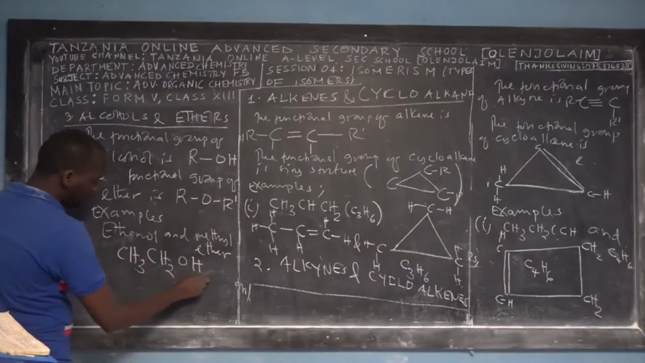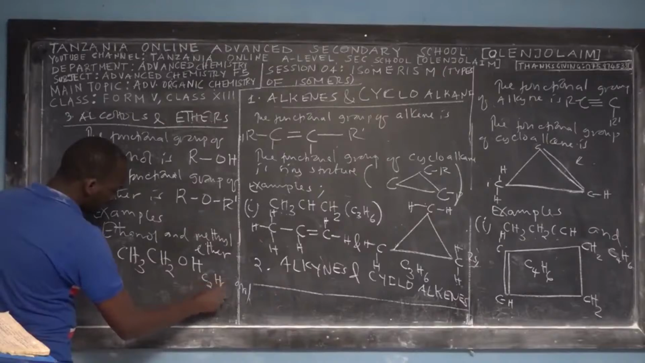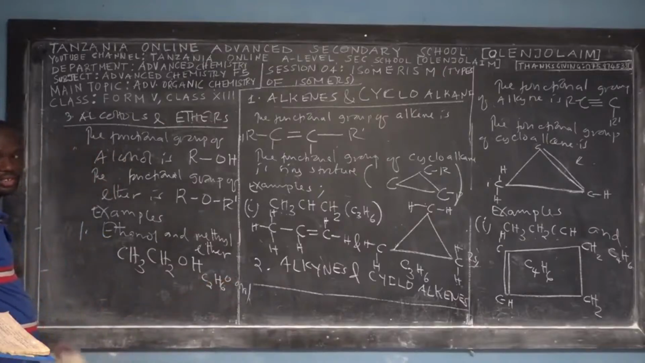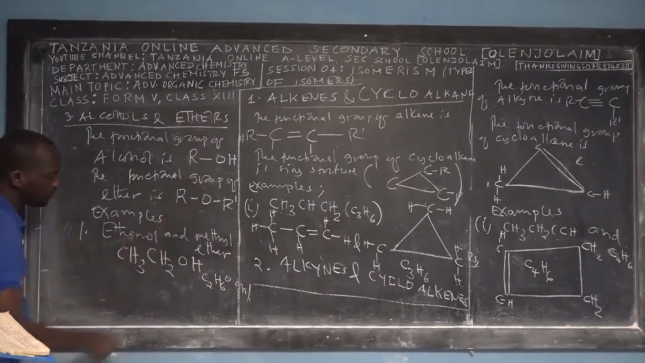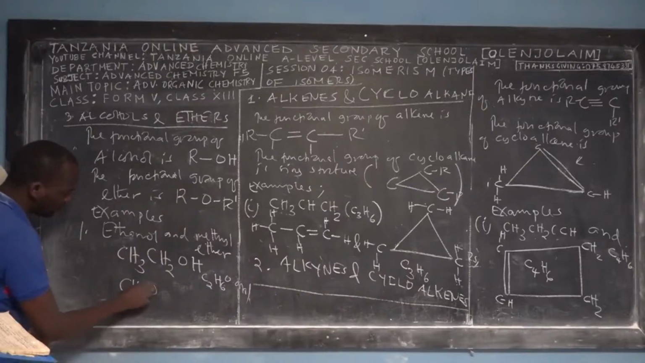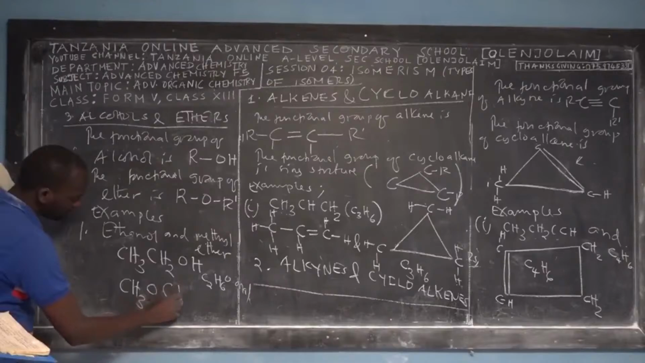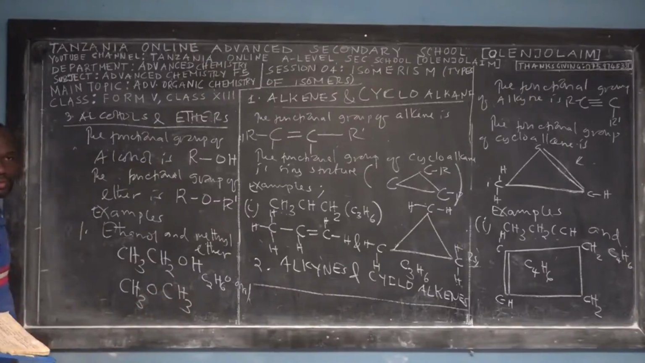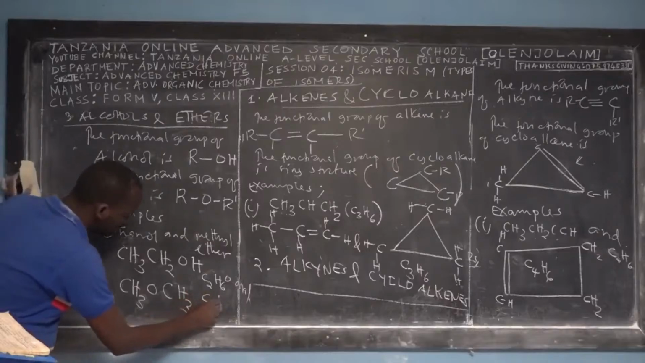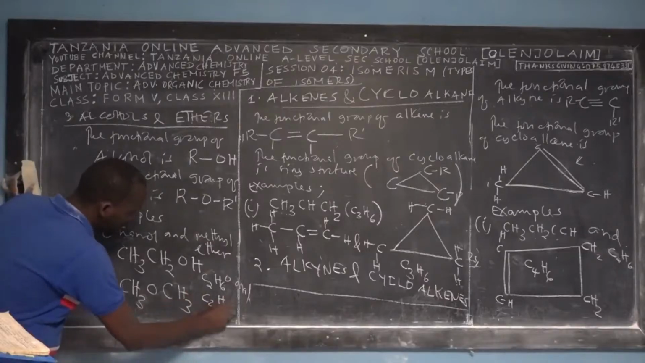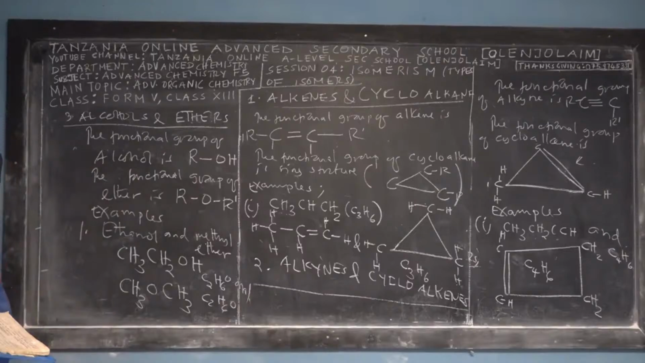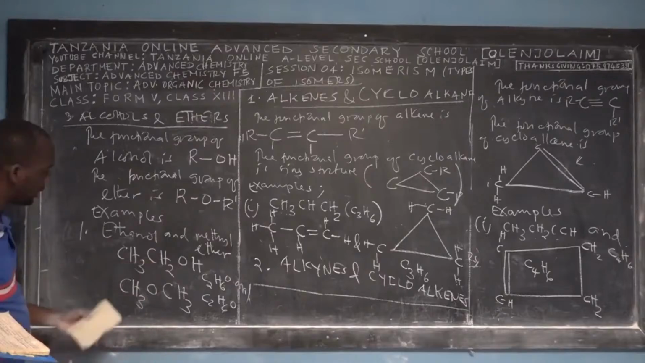So what is the molecular formula? We have 2 carbons, 6 hydrogens, and a single oxygen, right? Ether, because of this functional group, the compound will be like this, in the form of ether: CH3, O, CH3. Here, how many carbons do you have? 2. How many hydrogens? 6. How many oxygen? Only 1. So the functional group of this one is not like the other one. You can write the open structure also.